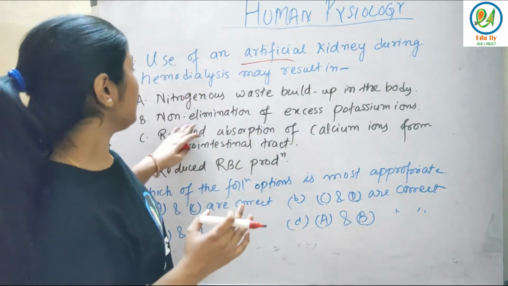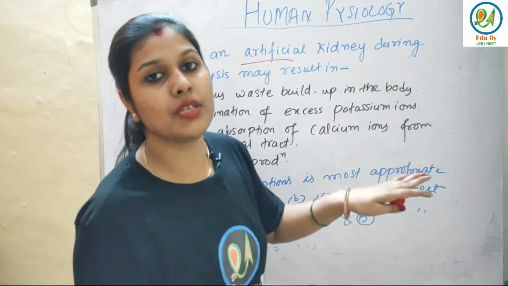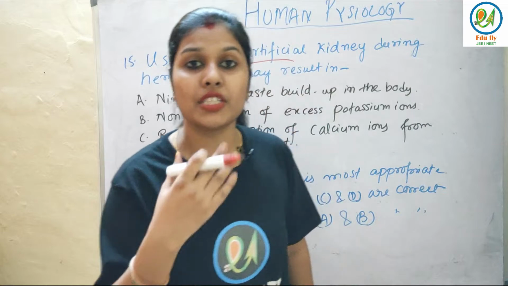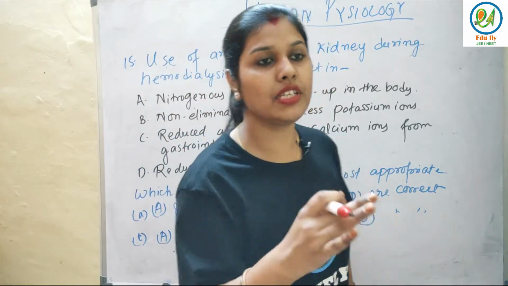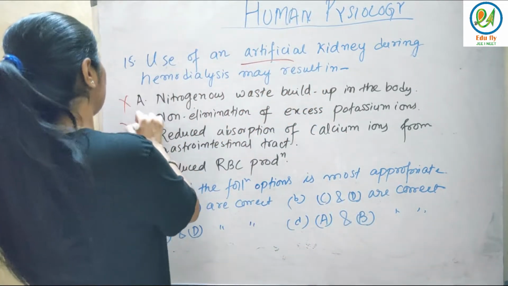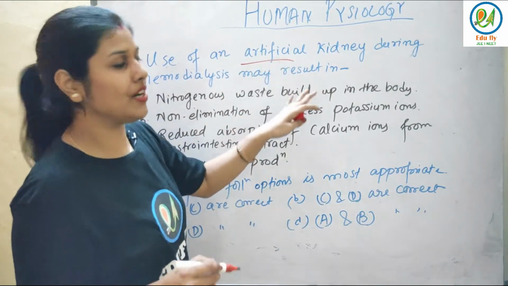And the second point is non-elimination of excess potassium ions. Non-elimination means the potassium ions are not released, that is, not eliminated from the body. So these two options are wrong in case of dialysis, the artificial kidney.